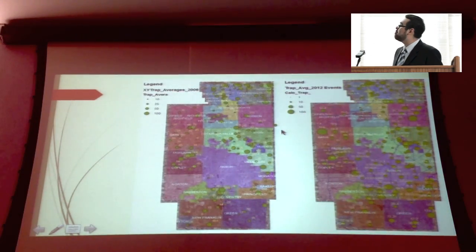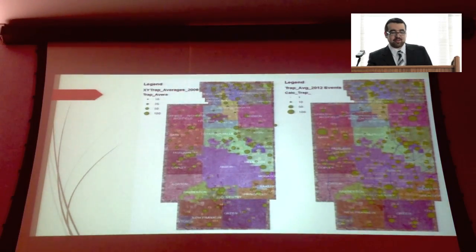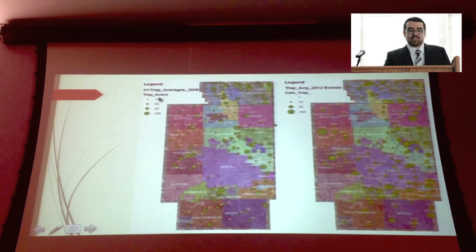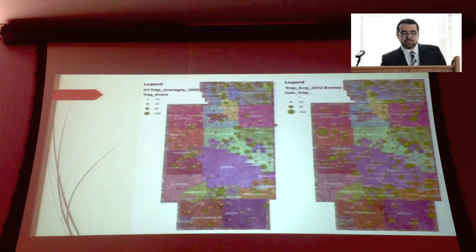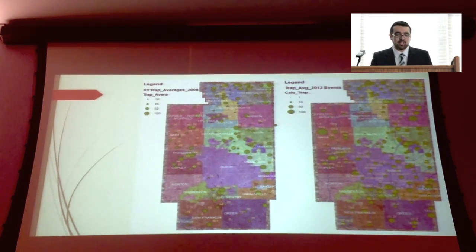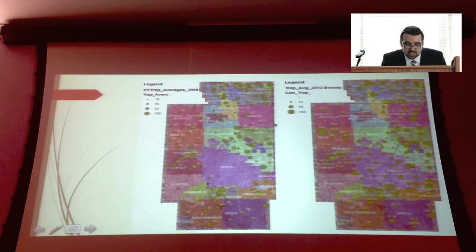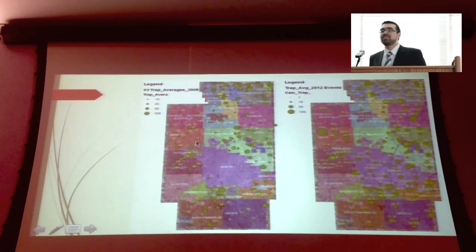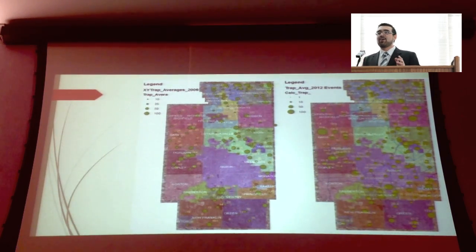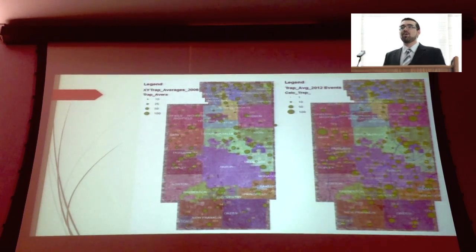So these are two maps that I produced for Summit County, and the one on the left is the trap averages for all the traps that were set in 2006. The symbols that are used to represent each trap are proportional in size to how many mosquitoes were caught. So where they're very small circles, such as a number 8 right here, this little green circle, that means that across the entire summer, between May and August, the average per trap count was 8.